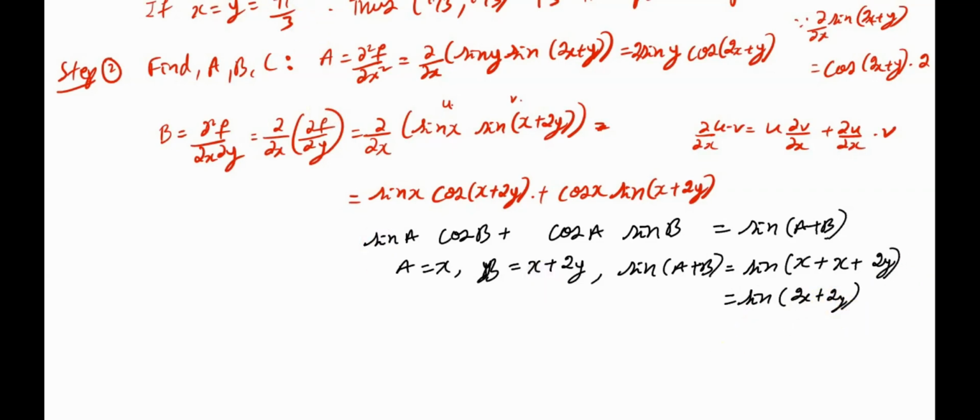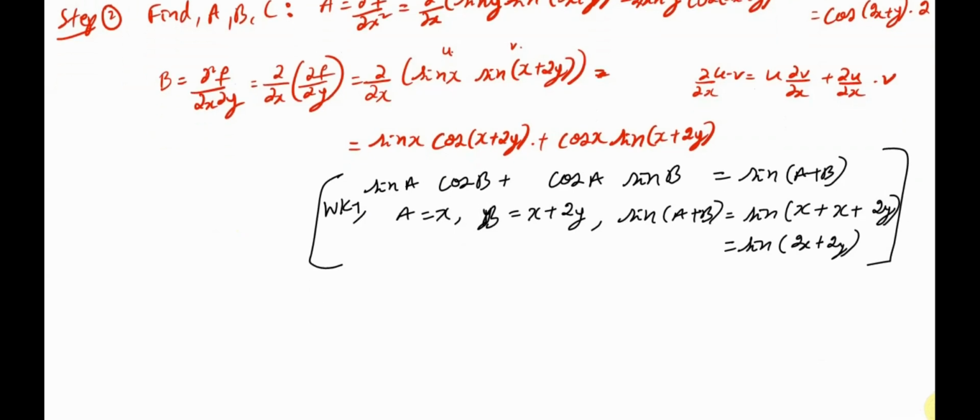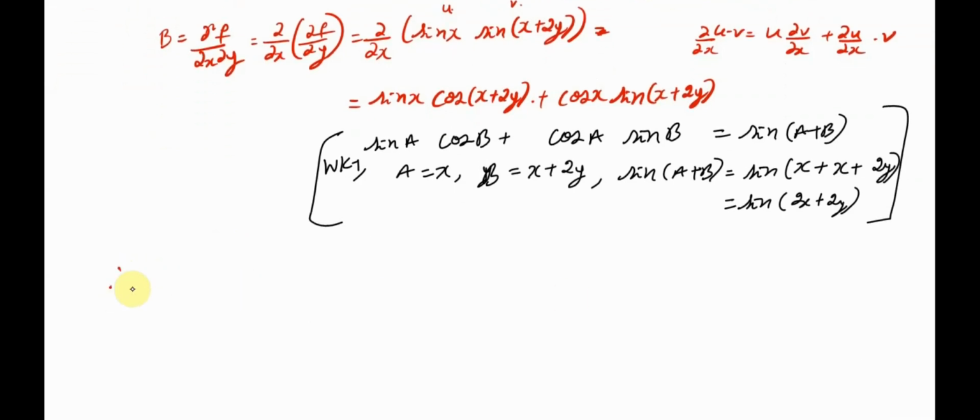Okay, so I'm going to substitute this in the formula. We know that this is the formula. So let me substitute in the above equation. So therefore, I get B is equal to sin(2x+2y). This is how we are going to find the B value. Immediately you have to find the C value. What is C, students? It is ∂²f/∂y².